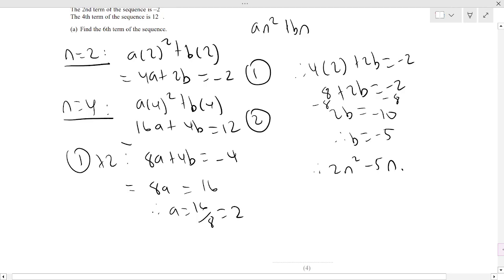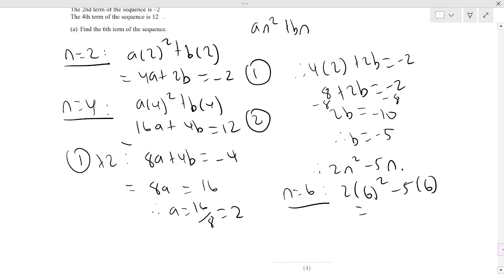So therefore the sixth term, where n is 6, is going to be 2 lots of 6 squared minus 5 lots of 6, and you can plug that into the calculator. And that's going to be 42. And there we are. That's the sixth term.